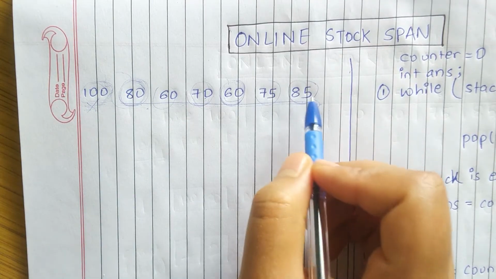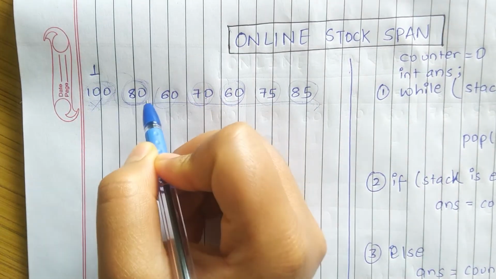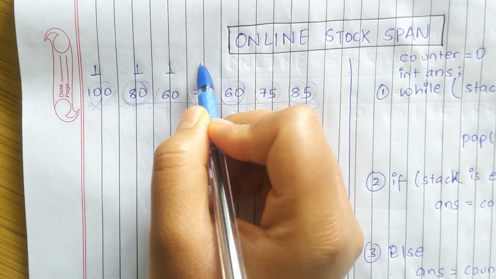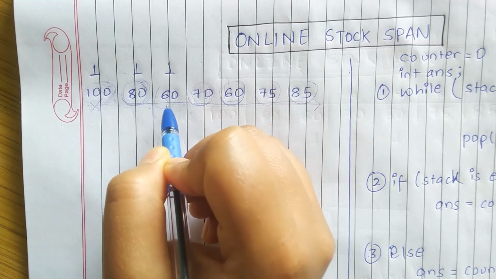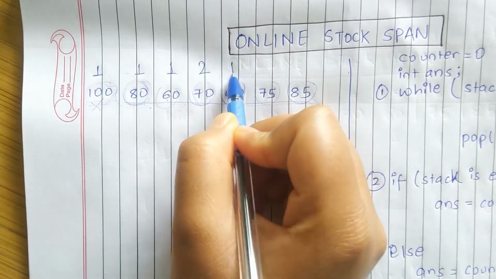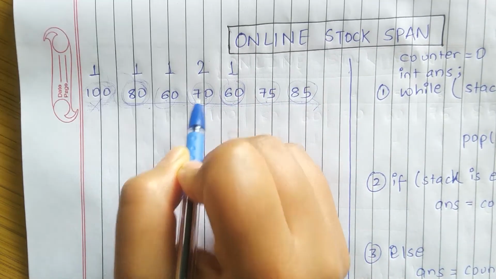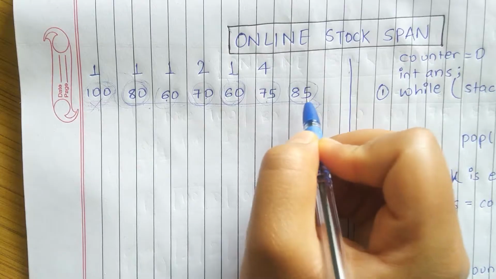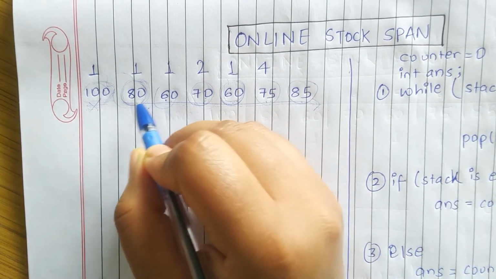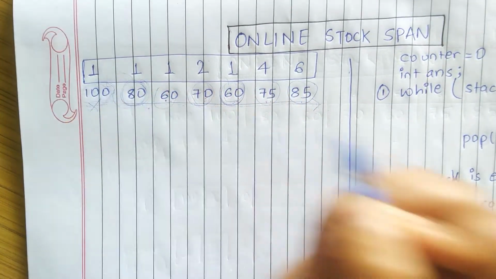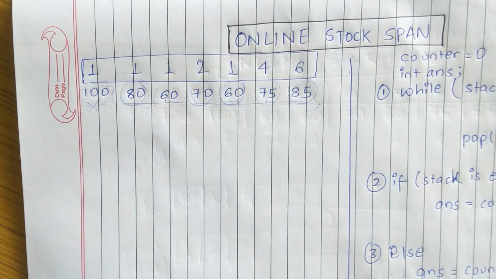So if we take out the span for each one, 100's span will be 1, 80's span will be 1, 60 is 1, for 70 we can see 60 is smaller, so it will be 2. For 60, 1. For 75, 1, 2, 3 and 4, so it will be 4. And for 85, 1, 2, 3, 4, 5, 6, so it will be 6. So this is our output that we need to produce in this problem. So let's check out the basic pseudocode and the algorithm, and this will be really clear after that.